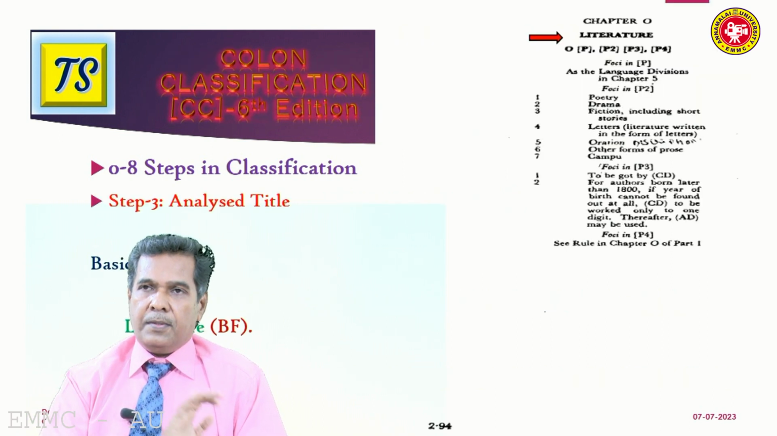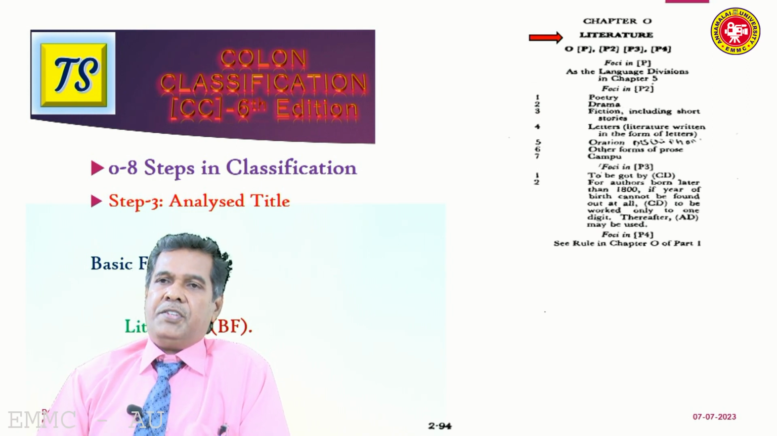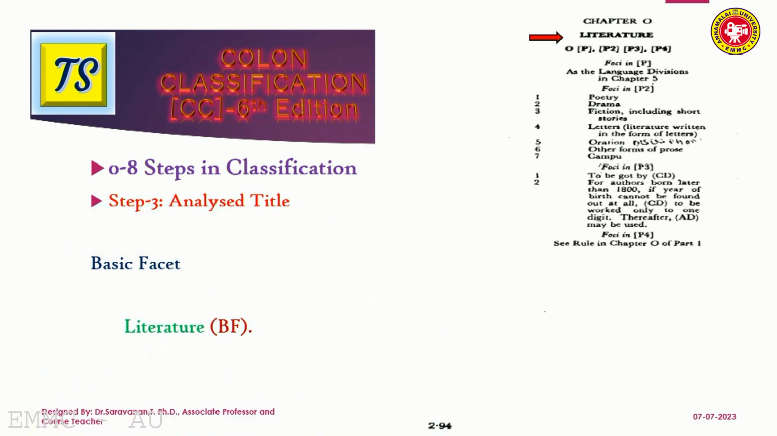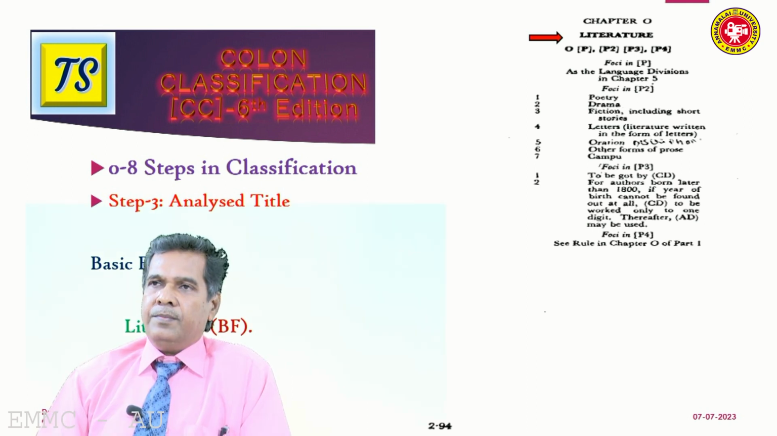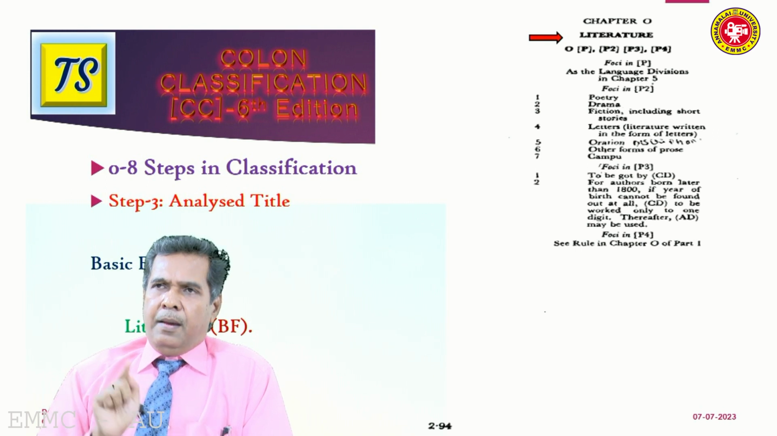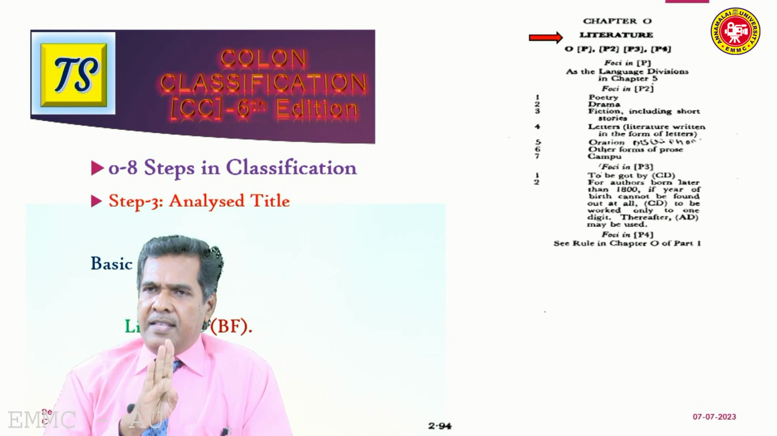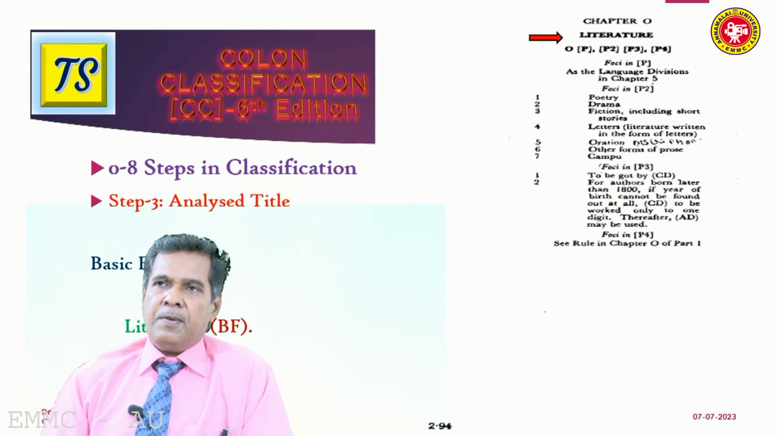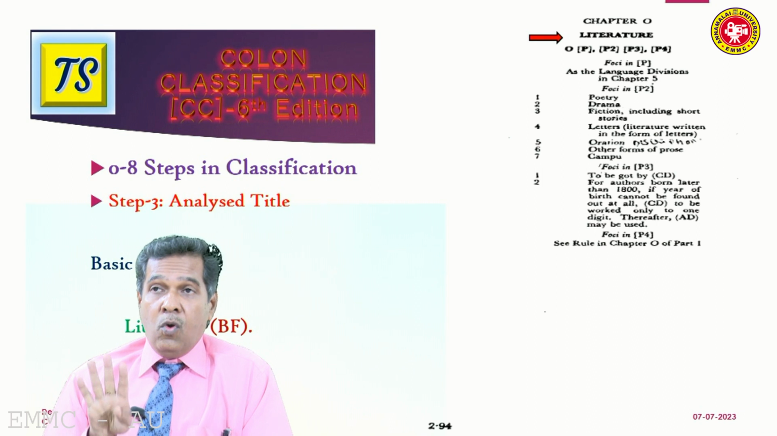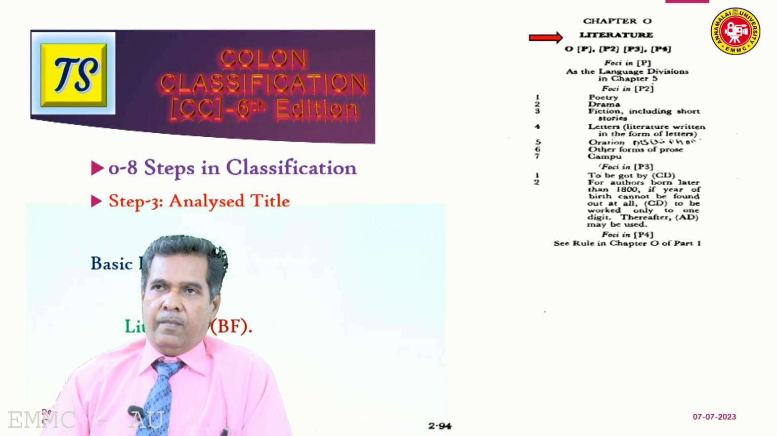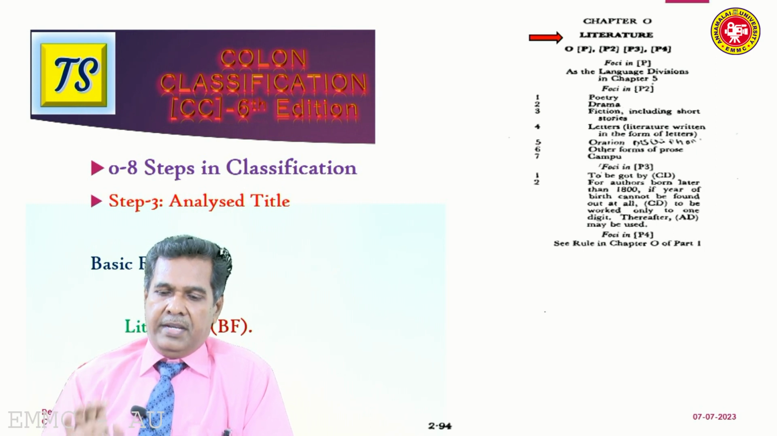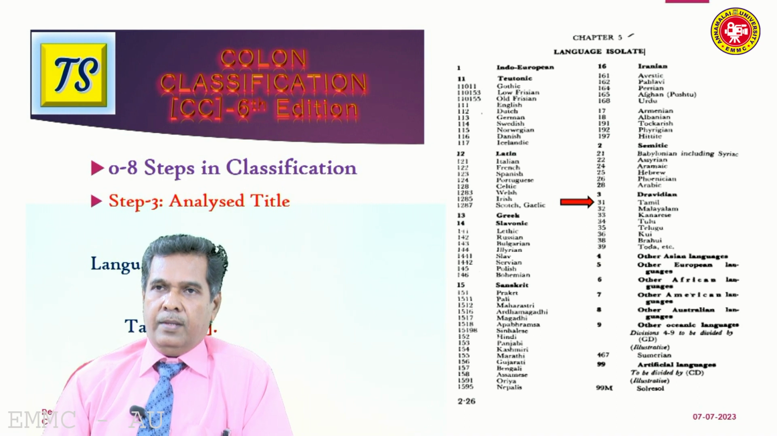Let me show how to trace this. See, the basic facet, literature. I already said this document belongs to literature. Here you are watching the schedule, page number 2.94. If you open the schedule, you can find the chapter literature under O. It is highlighted by the arrow. You must pick up literature. Followed by literature, you can find the notation capital O, where the facets formula is provided. It starts from P and ends with P4. It indicates this falls under round 1 and four levels exist in this category. So, carefully observe the basic facet you have traced. The notation is capital O. You must note this down.